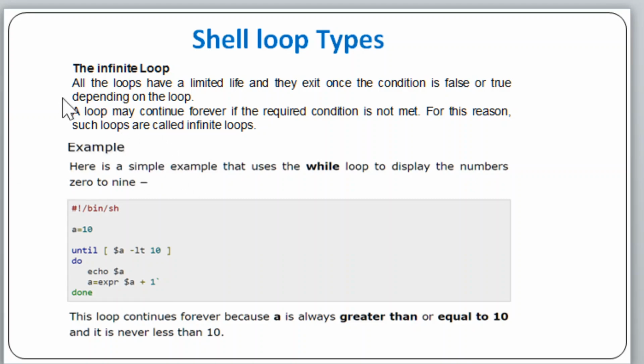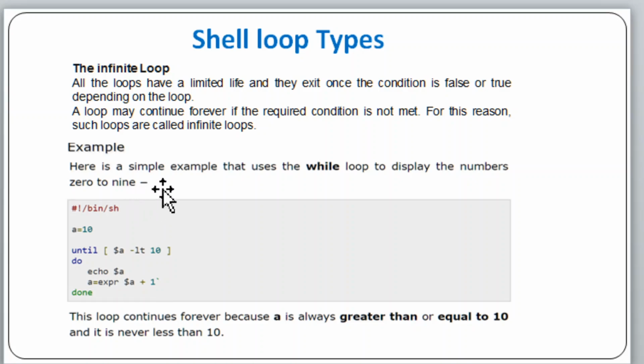So we have some shell loop types. The first one's the infinite loop. All the loops have a limited life and they exit once the condition is false or true, depending on the loop. A loop may continue forever if the required condition is not met. For this reason, such loops are called infinite loops. And guys, sometimes we do this on purpose, and sometimes this actually does not happen on purpose, and it's a bad thing. Sometimes we make loops that can't finish, and we get stuck in an infinite loop. Other times, though, it's useful, and we want it to happen.